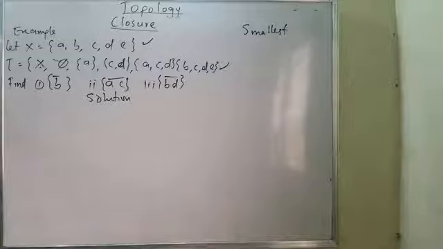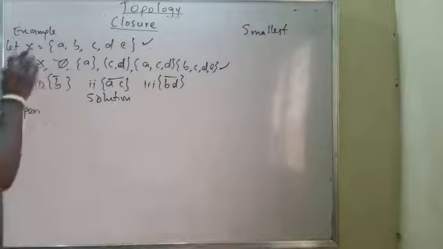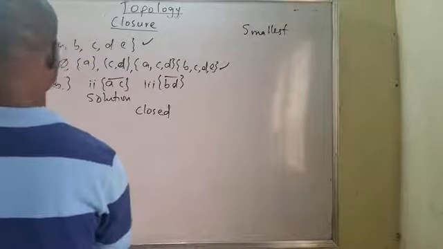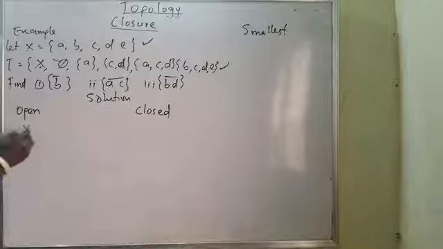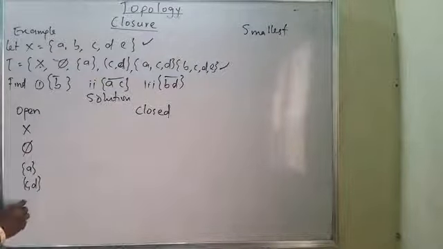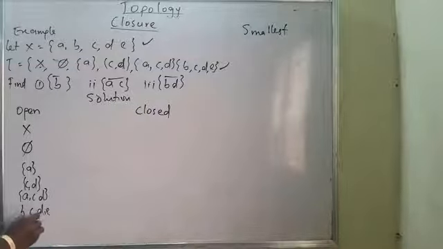By now, you should know how to find closed sets and open sets. These are my open sets: empty set, singleton A, CD, ACD, BCDE. These are my open sets, and the complements will be my closed sets.